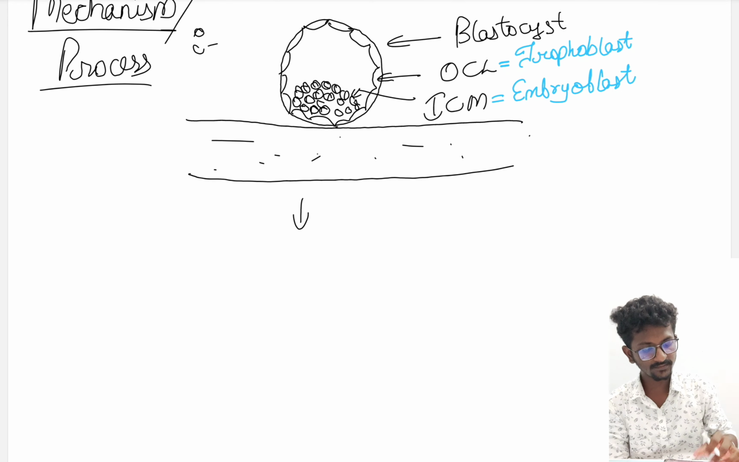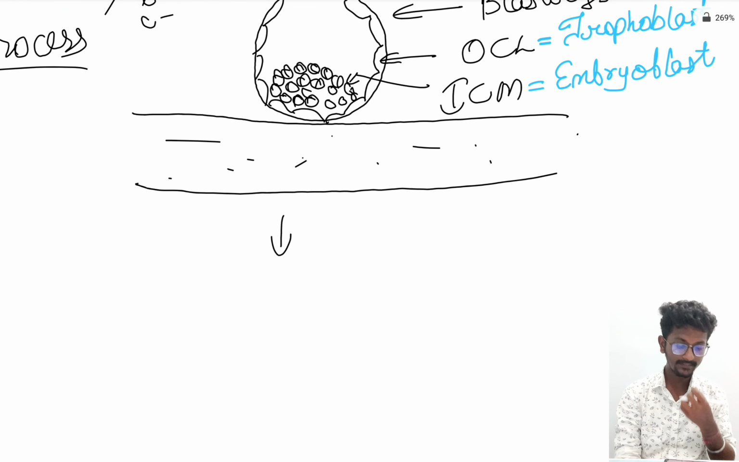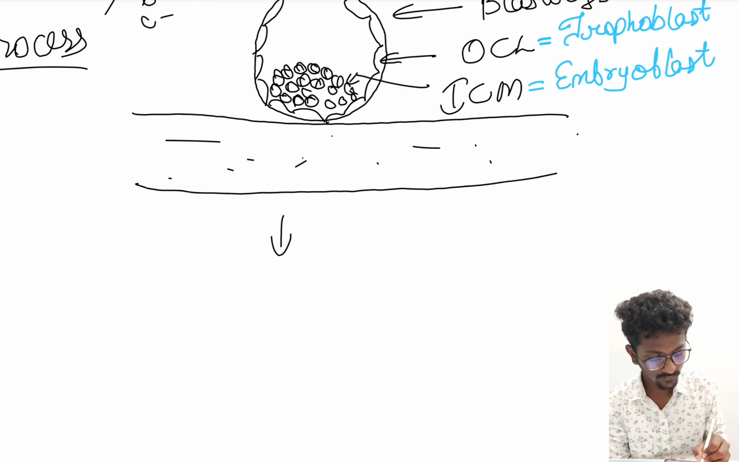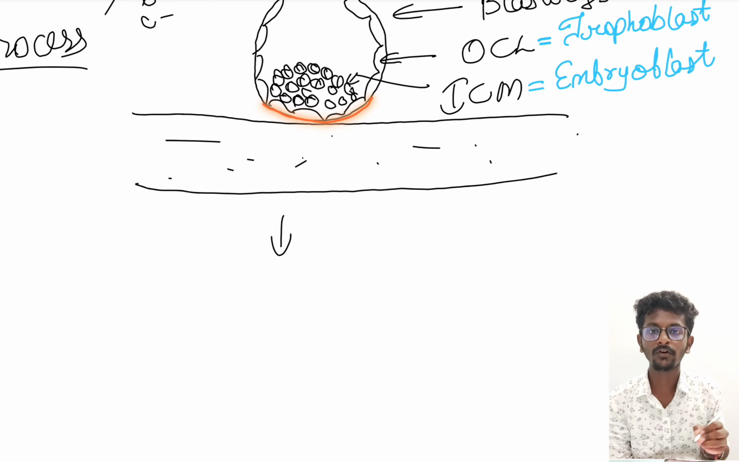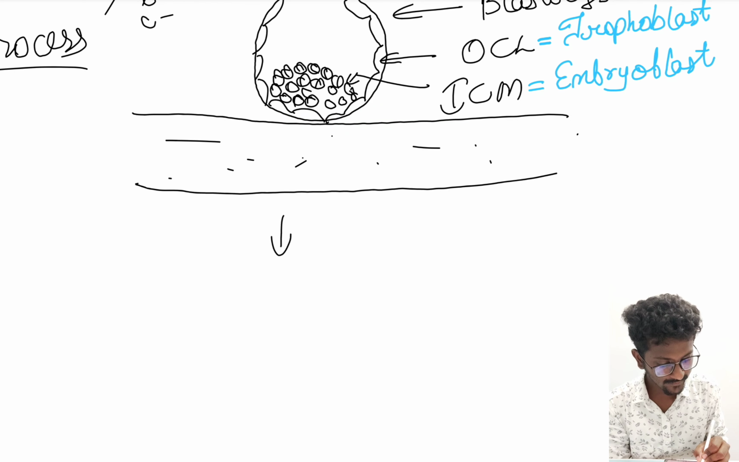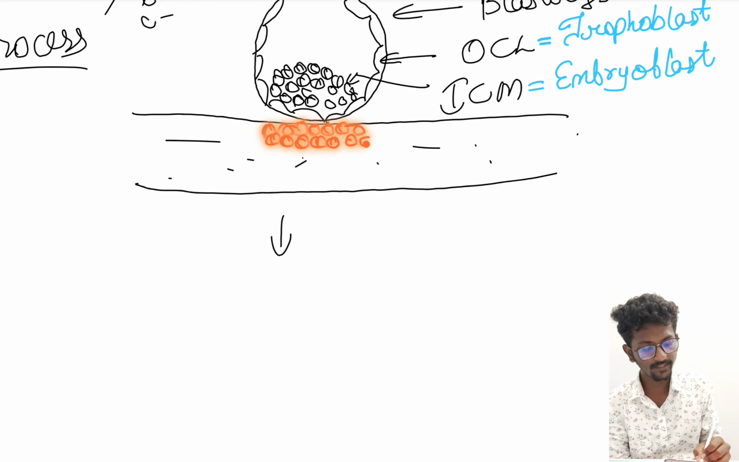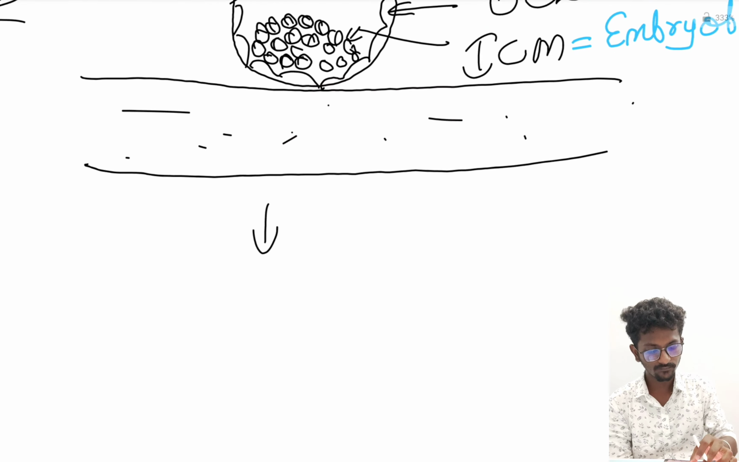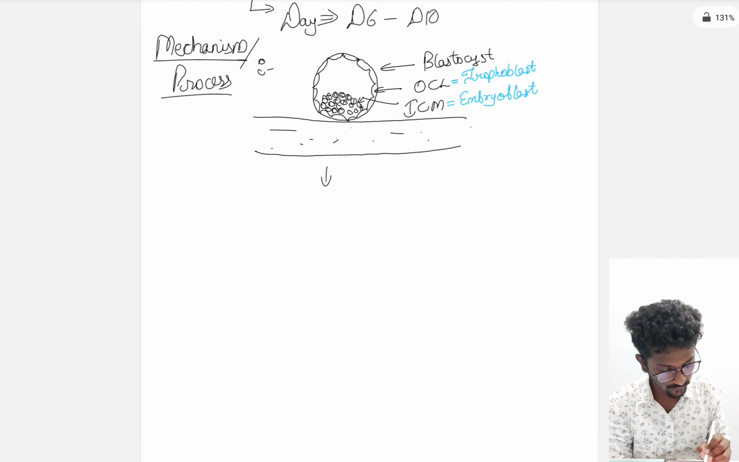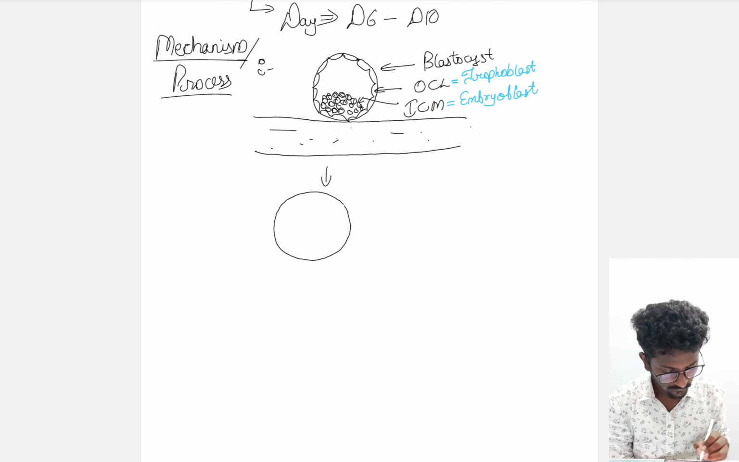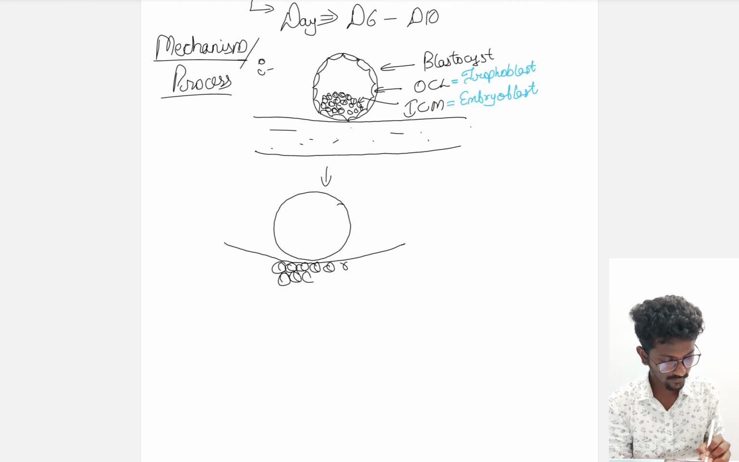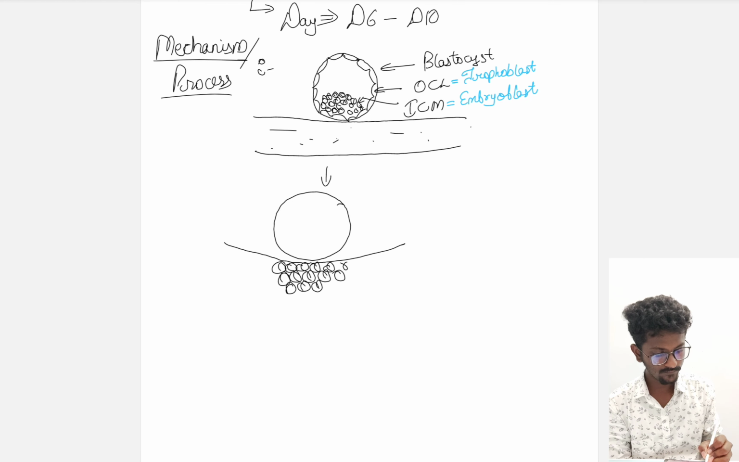Now what happens is that, please understand this concept very carefully. This outer cell layer, that is the trophoblast, will start proliferating its cells inside the uterine wall or inside the endometrium in this manner. So it will look somewhat like this. In this way.